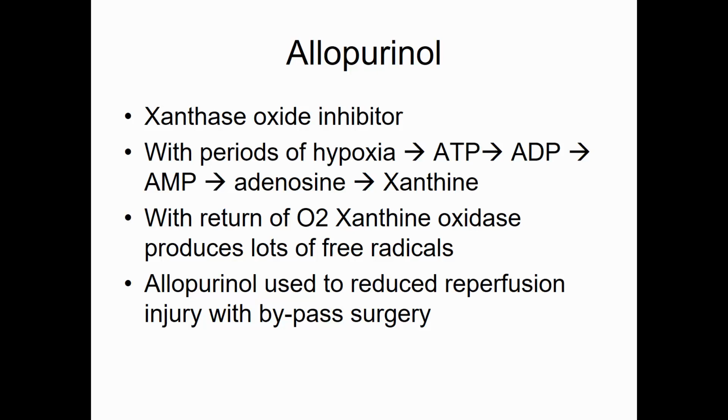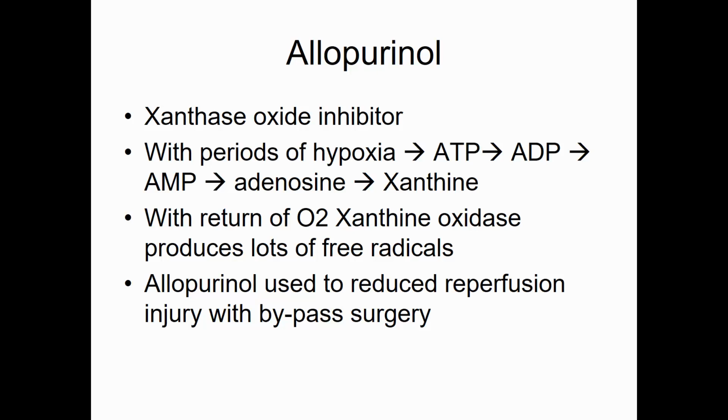Now, a situation where you know there's going to be a hypoxia is bypass surgery. So somebody has coronary bypass, a surgery called CABG. A person's on a heart-lung machine, and there's an opportunity for hypoxia as the person goes from the heart-lung machine to their own heart supplying oxygen. So there's a preventative treatment that can be done. There's a drug called allopurinol. Allopurinol is a xanthine oxidase inhibitor.